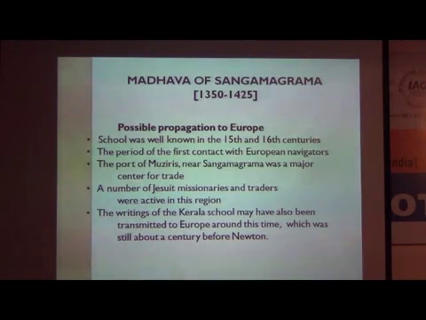And with the European navigators, there were certain Jesuit priests, and it seems they had translated from Madhava's language to English, and then it had gone to Europe. And that way also there is a possibility they came to know about this.